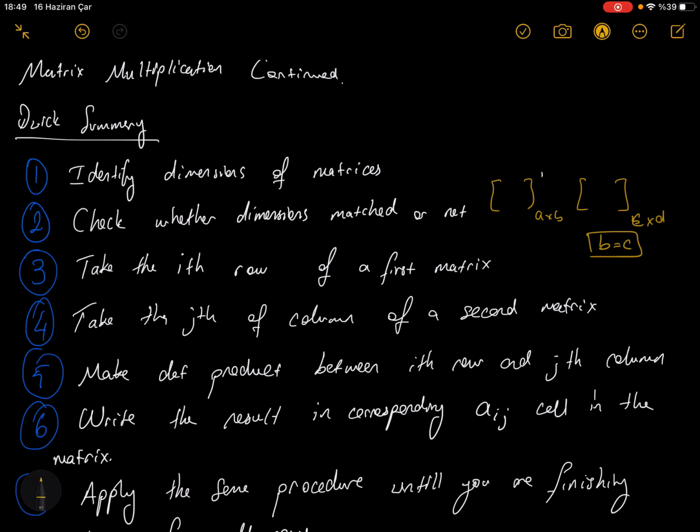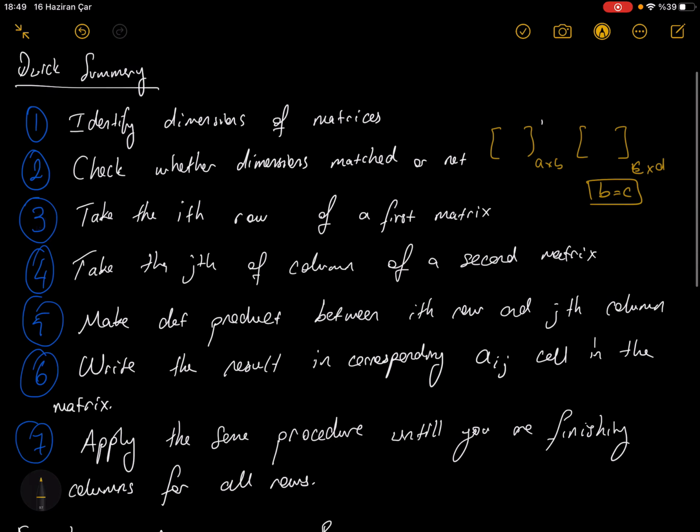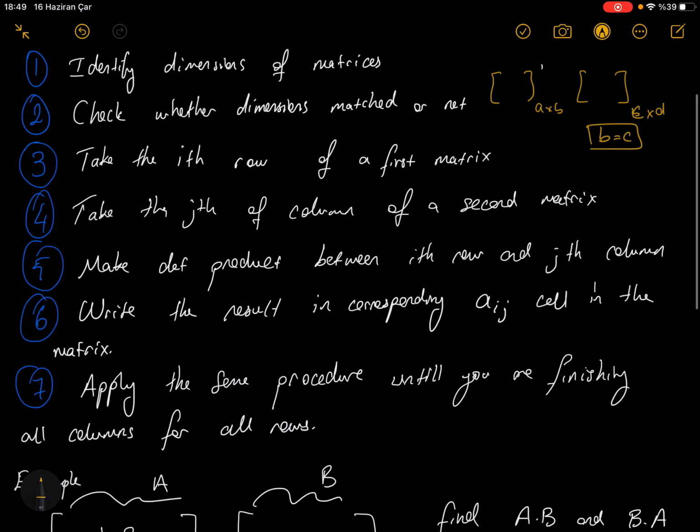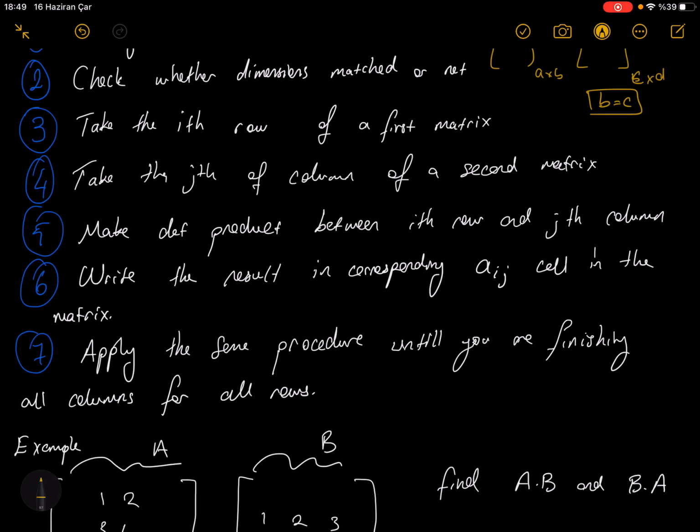The third one is take the ith row of the first matrix. I always start from the first one, and then go through all the columns, writing the corresponding cells for each dot product operation. The fourth one is take the jth column of the second matrix. The fifth one, make the dot product between the ith row and jth column. The sixth one is write the result in the corresponding ij cell in the matrix. And the last one is apply the same procedure until you finish all columns for all rows.